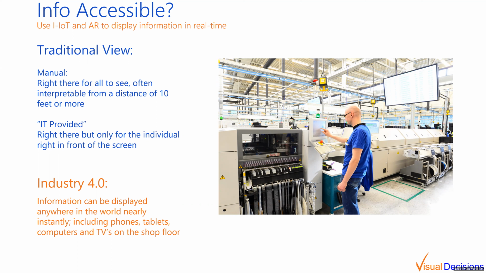We have augmented reality glasses that you can use to walk around the plant and look at something, and it can overlay a display of the current performance of that machine. So right now, the information that's being captured can be displayed anywhere in the world nearly instantly, on phones, tablets, computers, TVs on the shop floor, augmented reality glasses, pretty much anything that you want. And so from an accessibility point of view, there's absolutely no comparison between that static whiteboard in one place on the shop floor versus information everywhere.